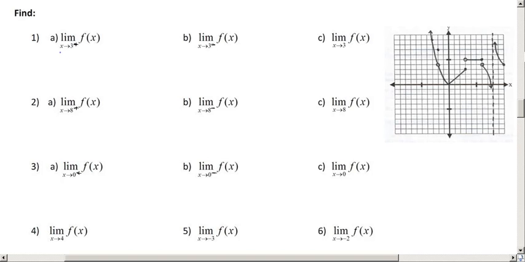This says the limit of f of x as x approaches 3 from the right. So this basically goes right, left, and then these are the two-sided. And that's the case for these first three problems. So let's start off with the limit as x approaches 3 from the right. Here's 3.